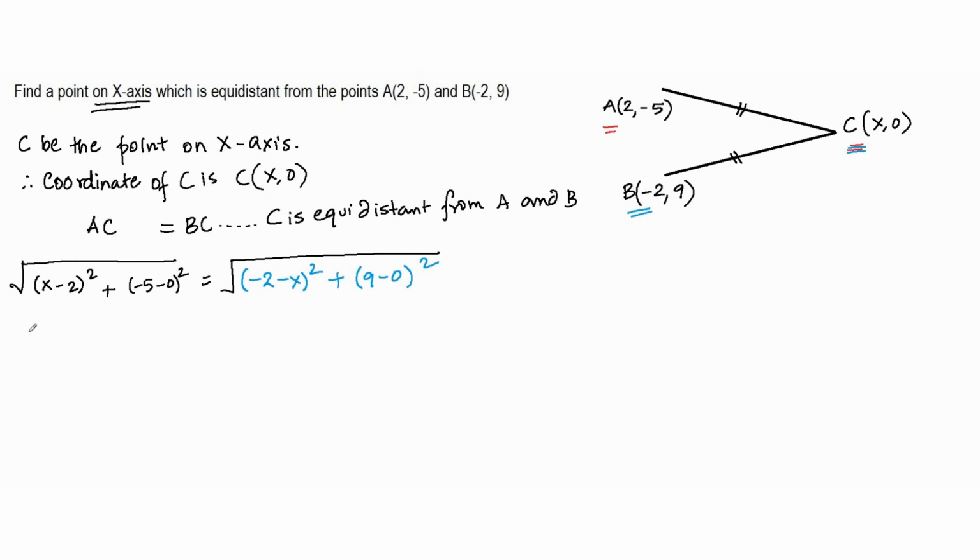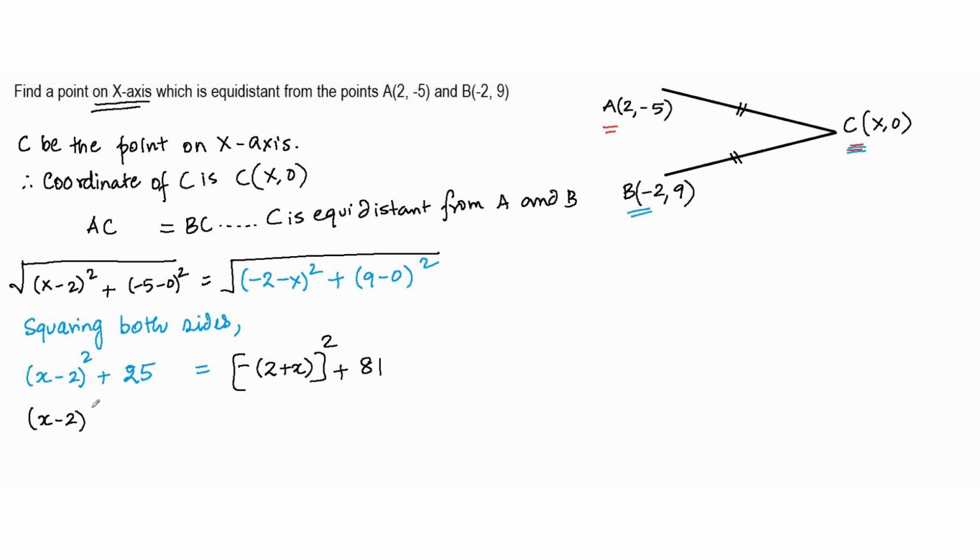Now I am going to square both sides, so squaring both sides to get rid of the square roots. Squaring both sides, we get (x minus 2) the whole square plus negative 5 square, which is positive 25, equals, now from negative x I can take out a negative sign, so it becomes negative of (2 plus x) the whole square plus 9 minus 0 becomes 9, and 9 square is 81.